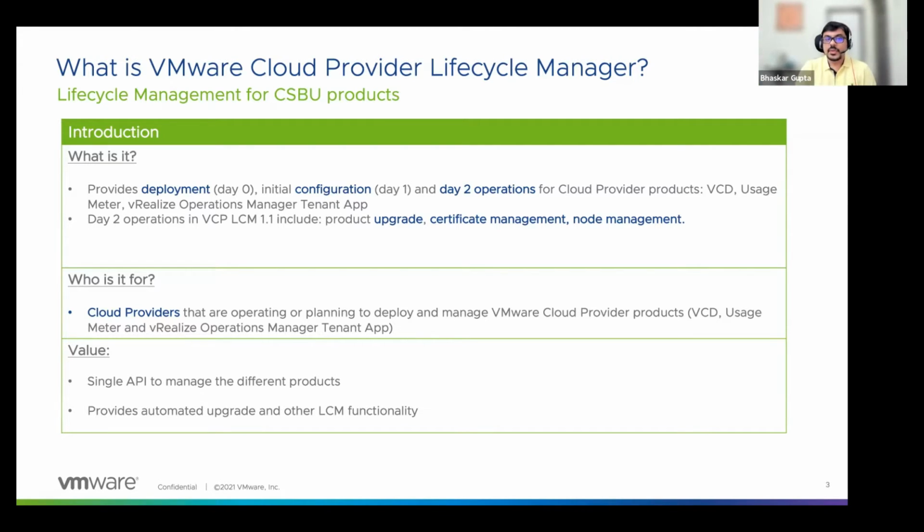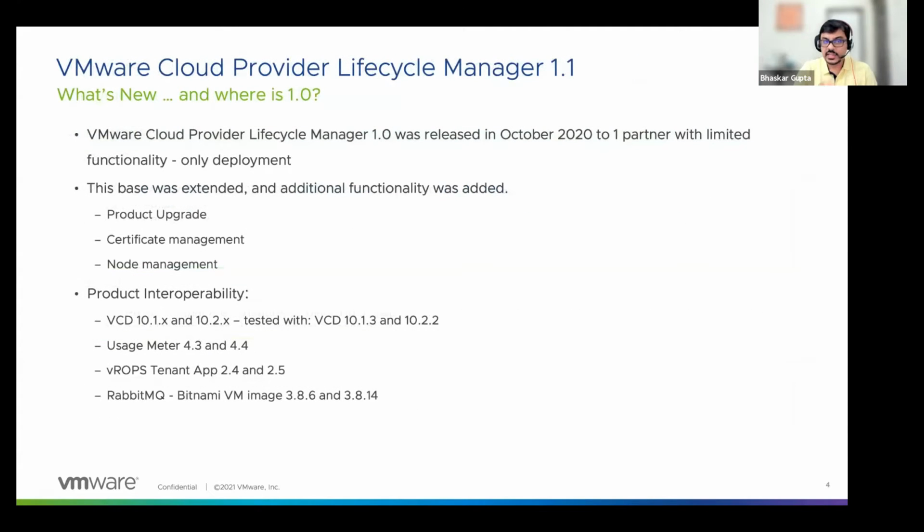So what was the kind of history behind 1.0? When did that start? Sure. That's my next slide I was about to talk about. So the 1.0 in October 2020, we released it to one of the partners with limited functionality, wherein only the deployment was provided, and this tool was used to deploy all these products, while the other features like product upgrade, certificate management, and node management were not available. So that's why it was not released globally, because we wanted to add all these features before we could release.